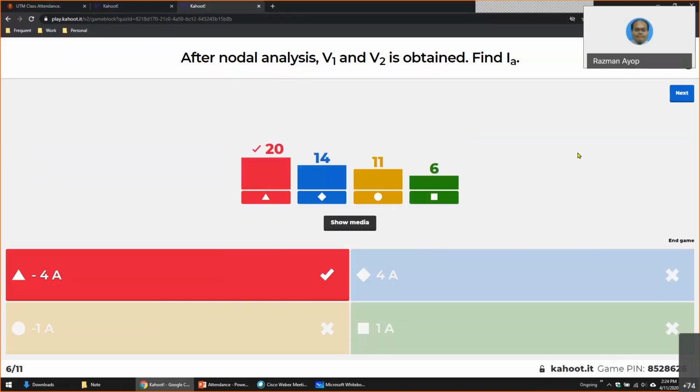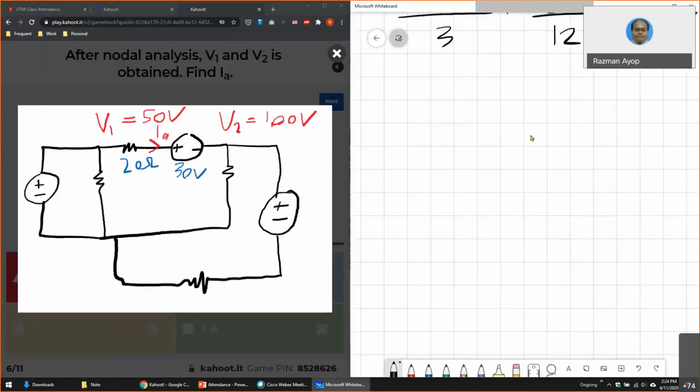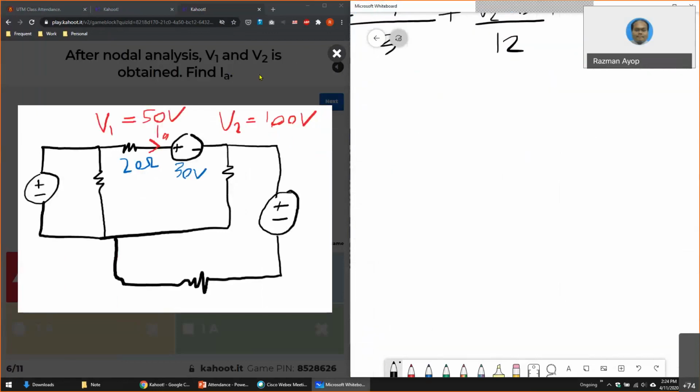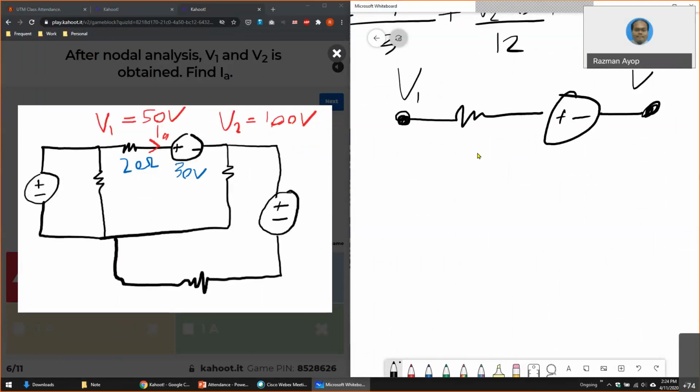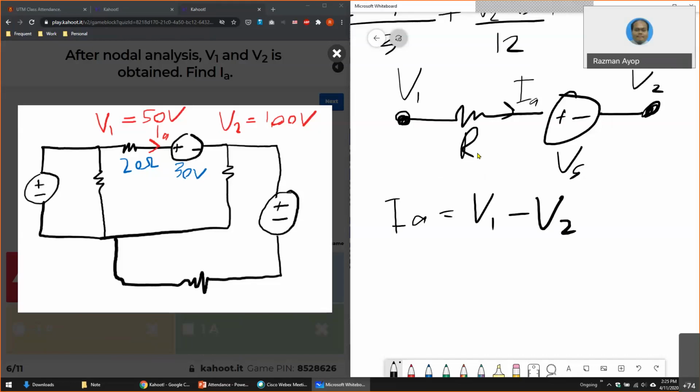So 20 out of 50 get the correct answer. So how to do this? You already completed nodal analysis, then you want to find the current. So remember what I said? V1, this one is V2, say this is R, maybe this is Vs. So the equation for IA is basically IA equals V1 minus V2, from where to where?